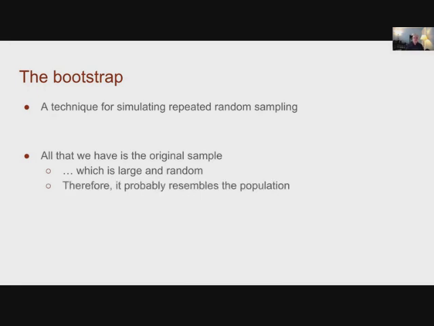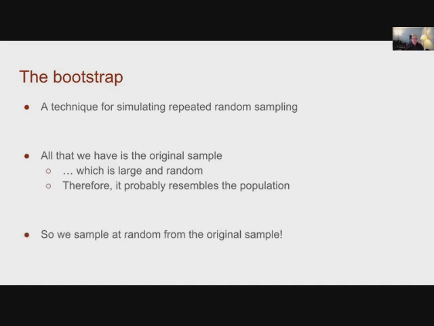If it is large and random, we can make the argument, and we've made the argument in the past and seen this, that if our sample is large enough and random enough, it resembles the population itself. And we saw as our sample got larger, it resembled the population more closely. The larger it was, the closer it resembled the population. So if our sample is large enough and random, it probably is a good representation of the population. That's the crux here.